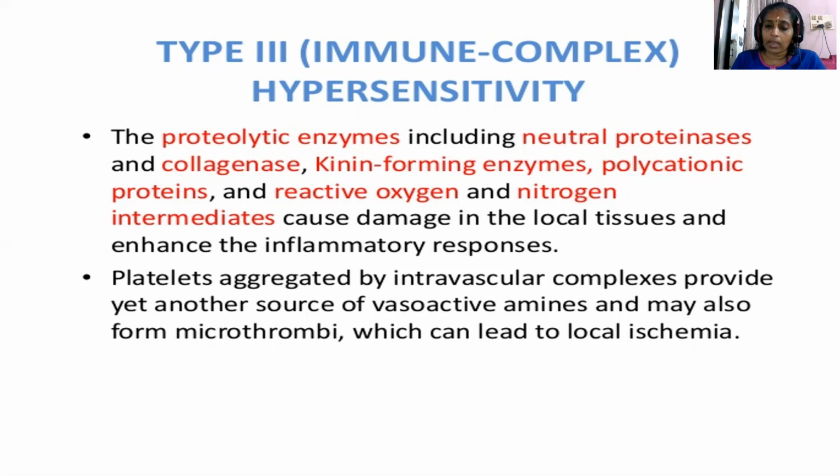Platelets aggregated by intravascular complexes provide another source of vasoactive amines and result in formation of microthrombi, which can lead to local ischemia. So this is also another way of action of type 3 hypersensitivity reaction: platelet aggregation, and finally formation of microthrombi, which can lead to local ischemia.